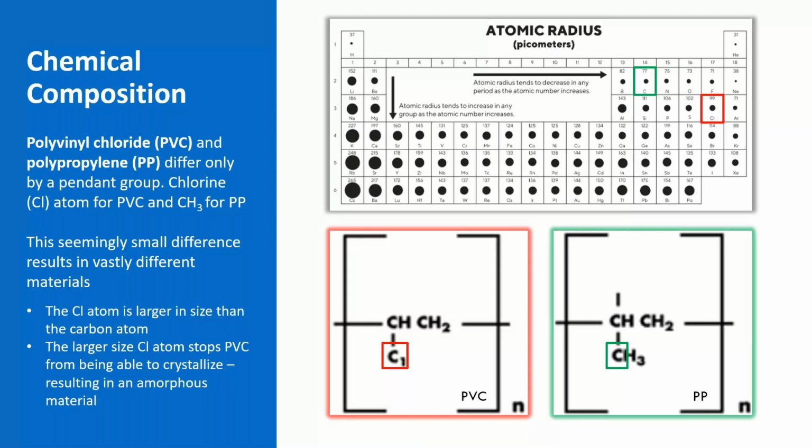There are other things as well. PVC, because of the chlorine atom, also allows for a little bit better chlorine resistance and a few other things. But when we talk about composition and compare these two, that difference in size of the atom that hangs off the backbone makes a large difference in the materials and their properties.